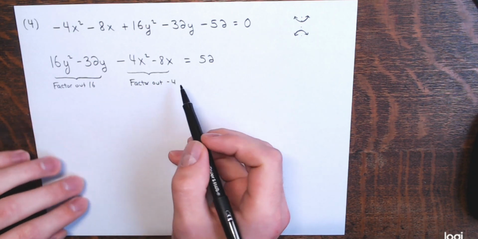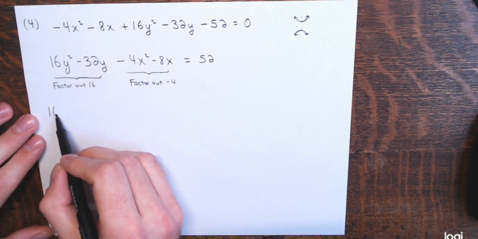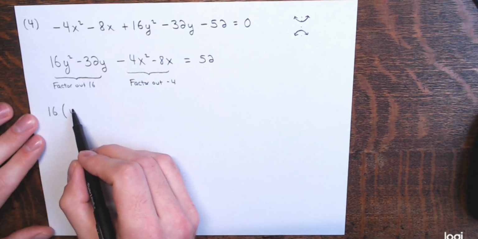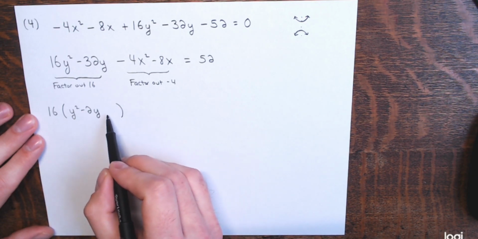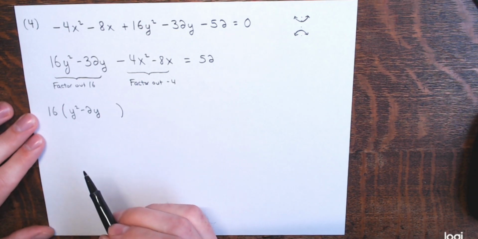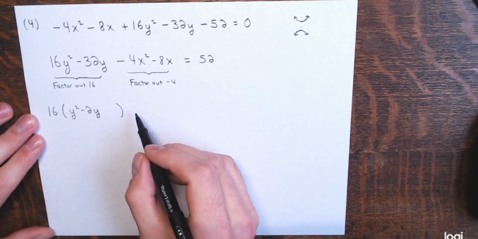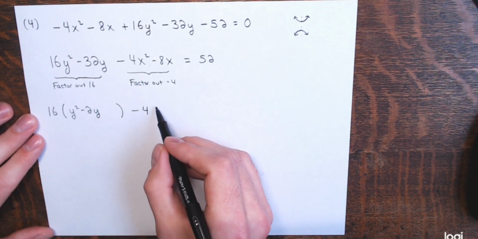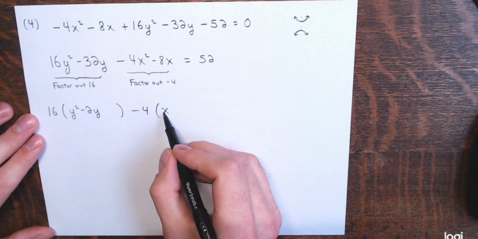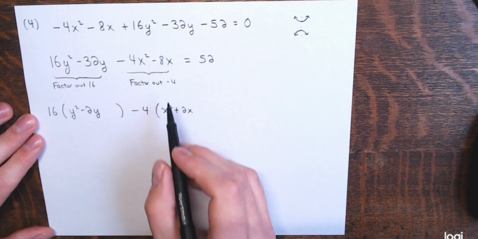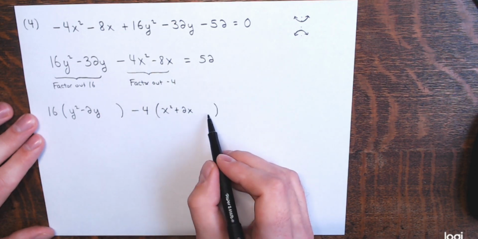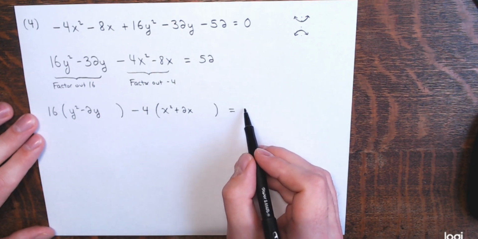So if I do this, we'll have 16 times the quantity y squared minus 2y. And then I'll leave some space so I can complete the square on the y's inside the parentheses there. Then pull out negative 4, so we've got minus 4 times x squared plus 2x, right? Because negative 4 times 2x would be negative 8x. And then leave some space to complete the square on the x's, equals 52.